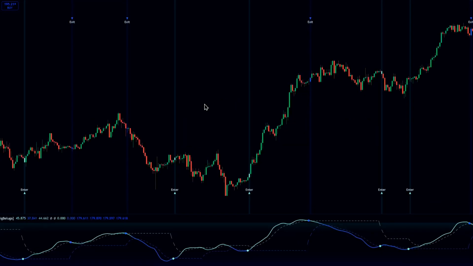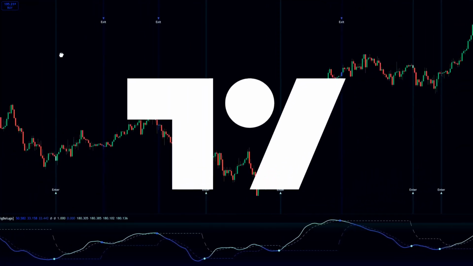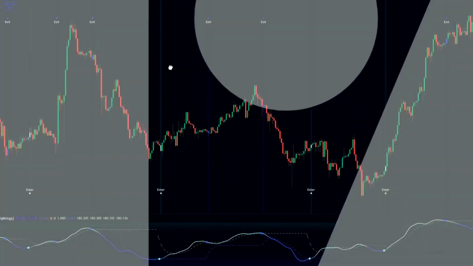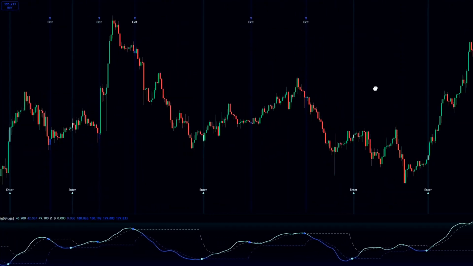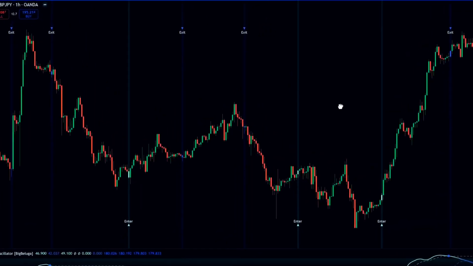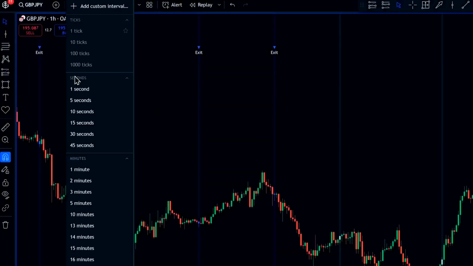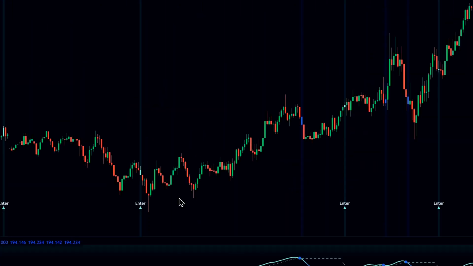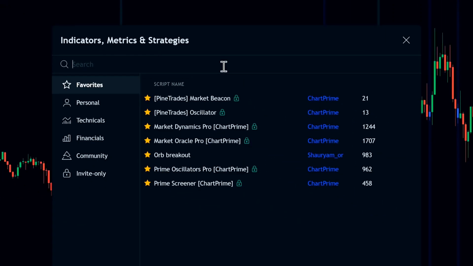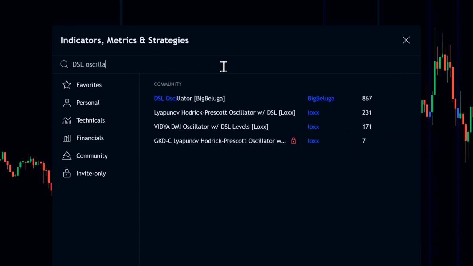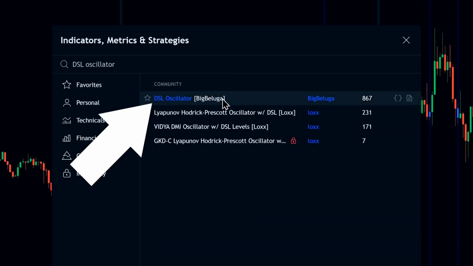To add this indicator to your chart, head over to TradingView, the platform we'll be using. You'll find the sign up link in the video description if you don't have an account. Once you're on TradingView, load any trading security and any time frame you like. For this tutorial, I'll use the 5-minute time frame for GBPJPY. Next, click on Indicators to open the search tab and type in DSL Oscillator. Be sure to select the one by Big Beluga.